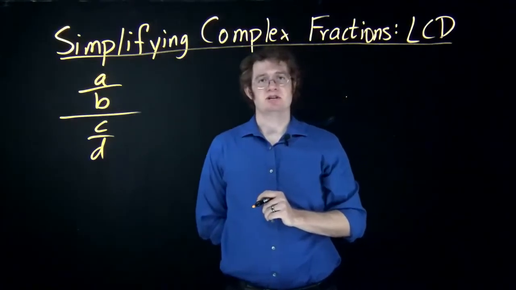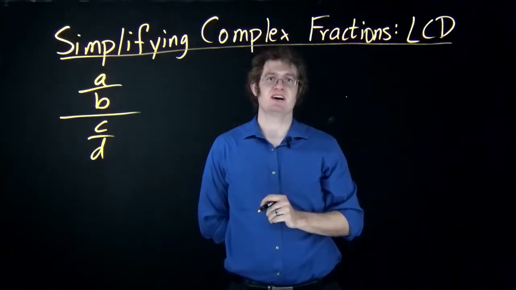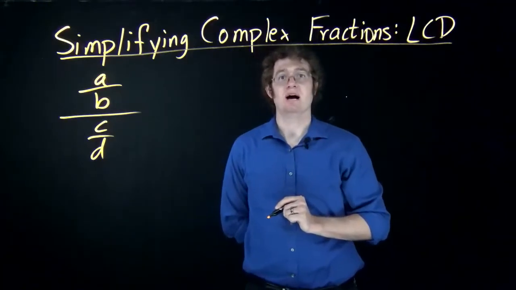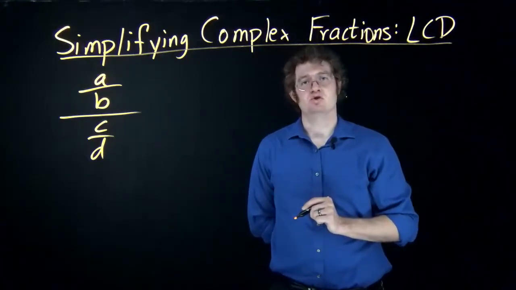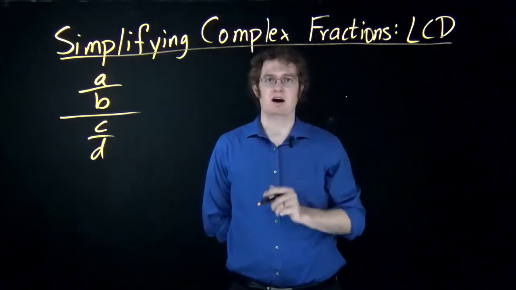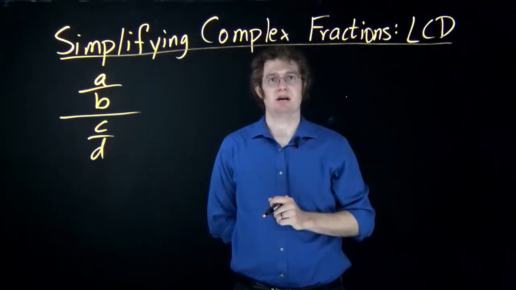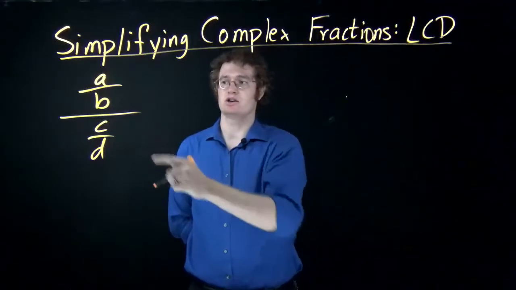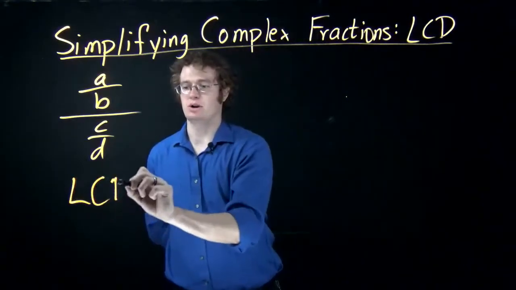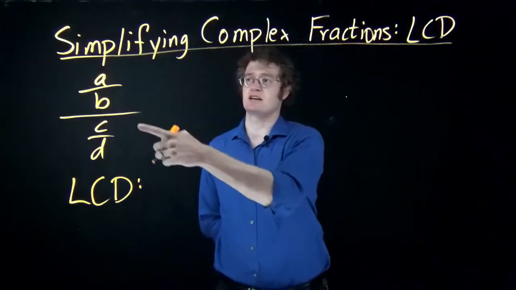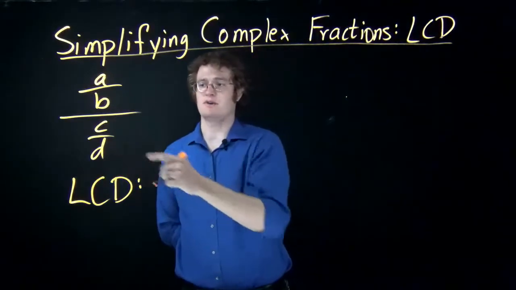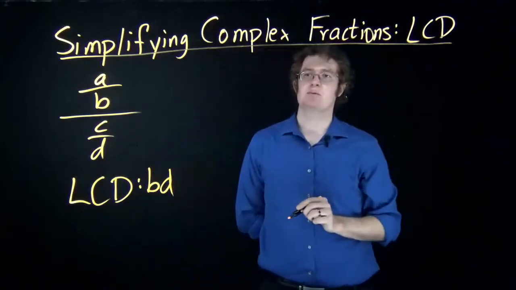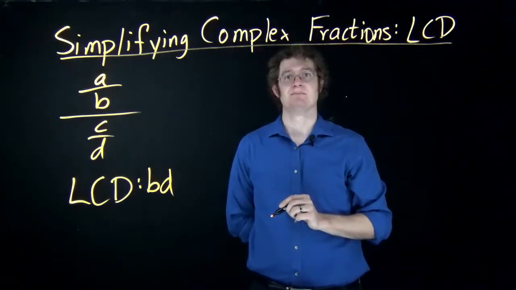The nice thing about complex fractions is that they can always be simplified down to just regular fractions. One numerator, one denominator. So how do we do that? One way is through the use of the LCD, or least common denominator. Specifically, we look for the least common denominator of our numerator and our denominator. The least common denominator, in this case, needs a factor of b from up top and a factor of d from the bottom. So my least common denominator here is b times d.